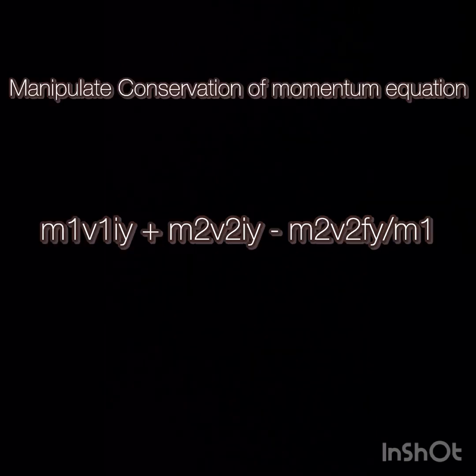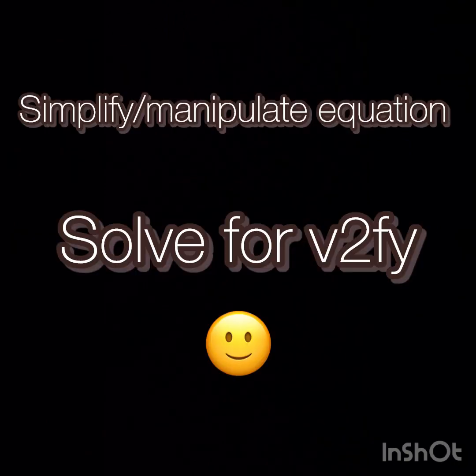First, we need to set up the equation to solve for velocity 1 final in the y direction. We then substitute that equation into the kinetic energy equation to solve for velocity 2 final in the y direction. Then you need to simplify and manipulate the equation. Once you do that, you can plug the values in and simplify to solve for velocity 2 final in the y direction.